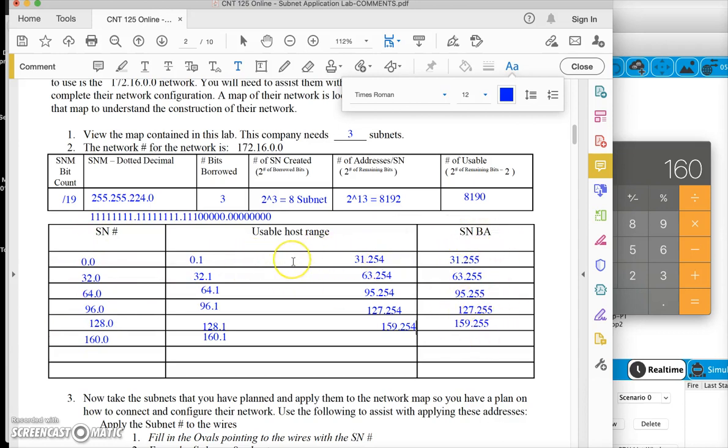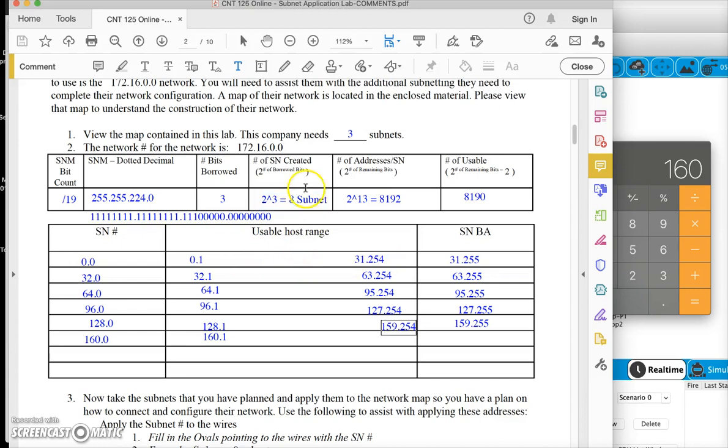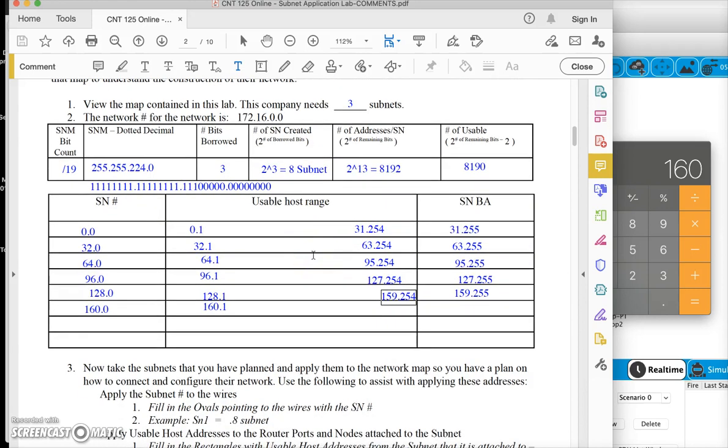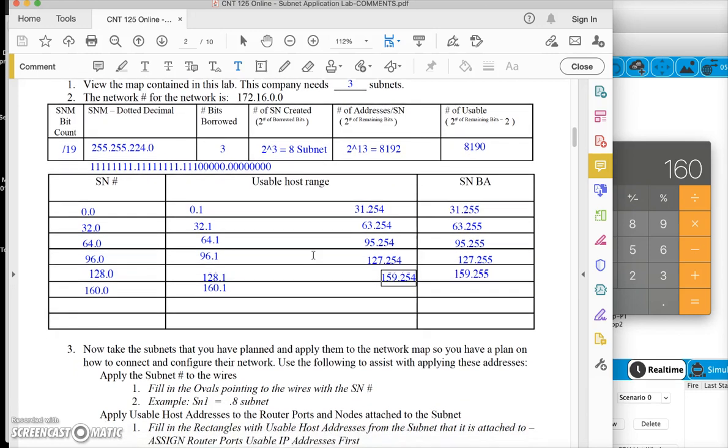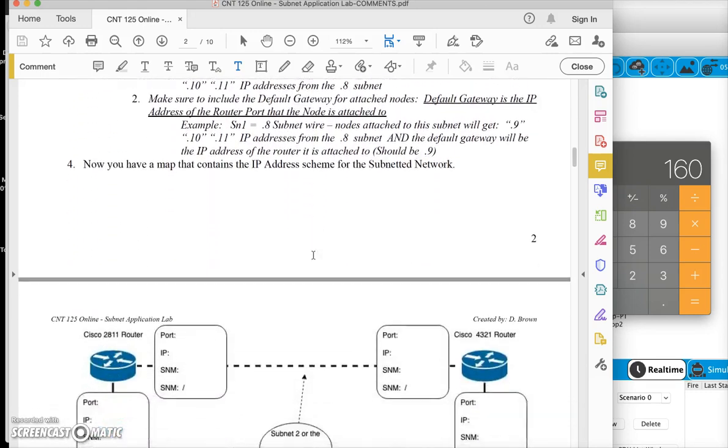Now that I have that, I'm going to save my file so I don't lose what I got. I have enough figured out that I can actually start my map on the next page. So I'm going to scroll down here, and we're going to start making some notes on our map.